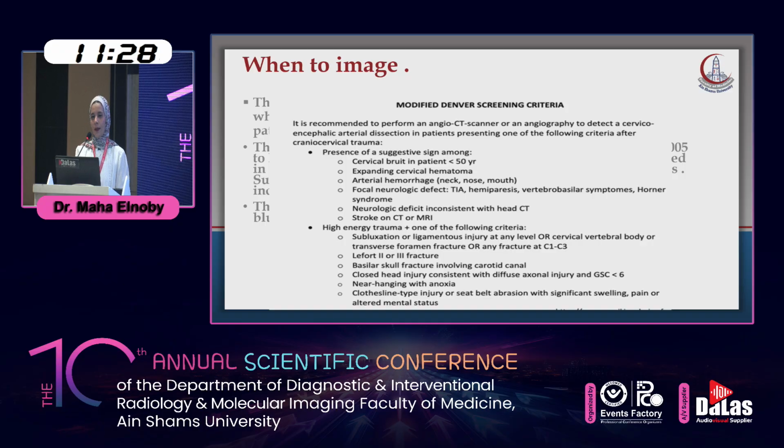The modified Denver criteria is actually determined by the neurologist and neurosurgeons, according to the presence of suggestive signs such as cervical bruit, expanding cervical hematoma, arterial hemorrhage, neurological deficit, or the type of the trauma such as high energy trauma or high risk subluxation, fractures, and so on. That is something for neurosurgery or the neurologist.